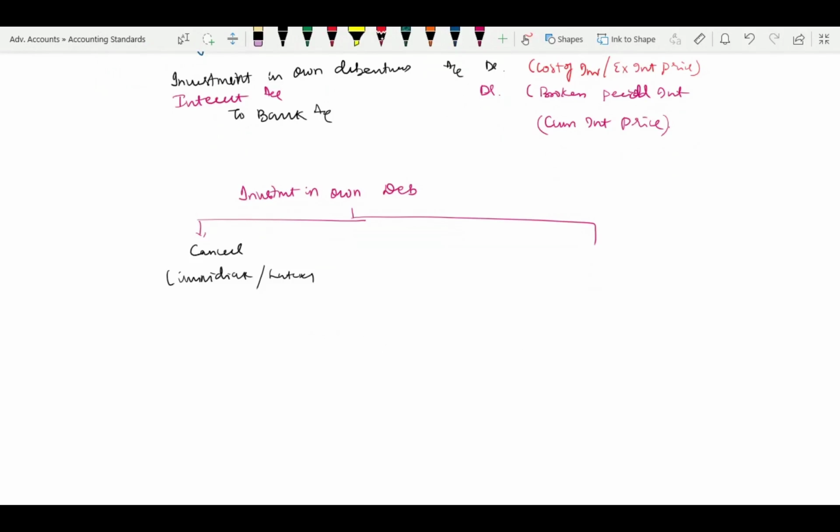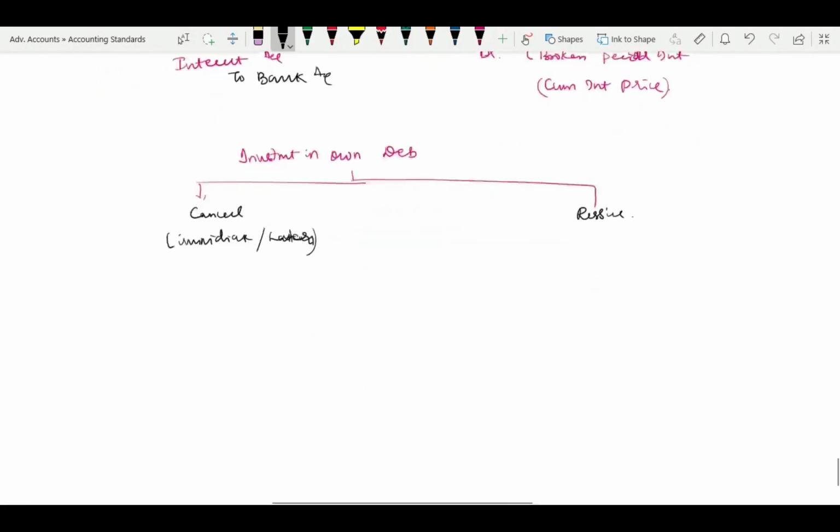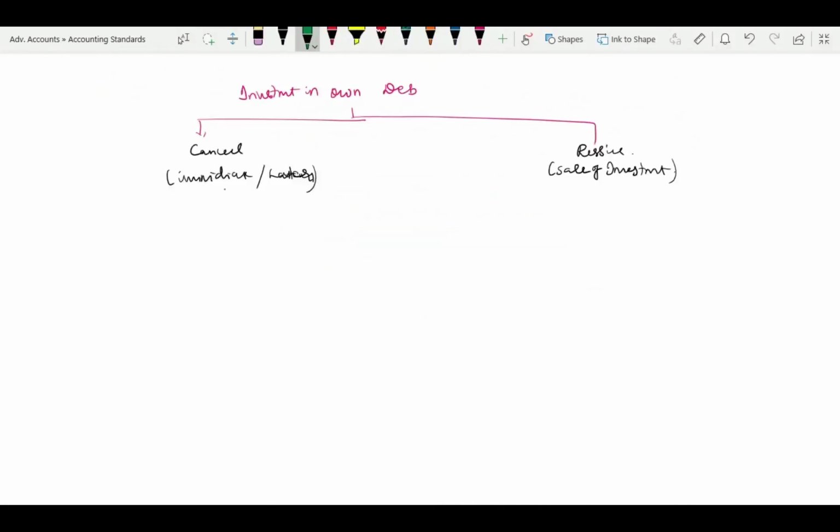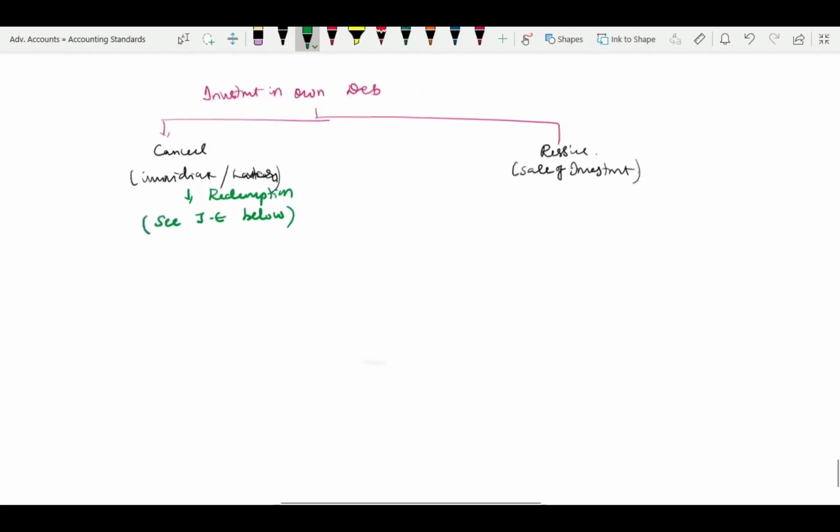Later means at the end of the year, whenever it might be, or reissue. Reissue is nothing but sale of investment. If it is a cancellation of debentures, for this see the journal entries below. Let us do this journal entry for redemption. Cancellation is termed as redemption. For that, let us pass the journal entries.